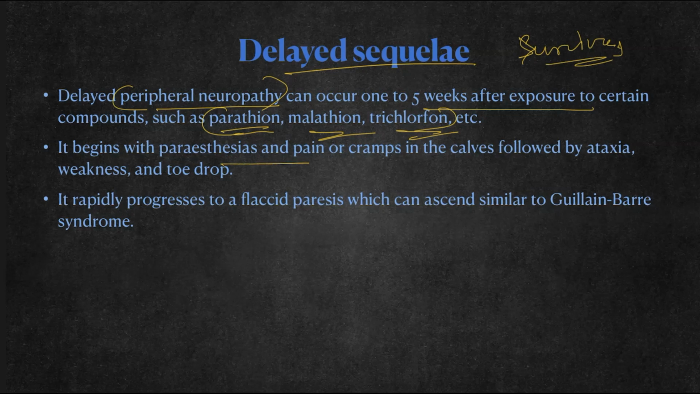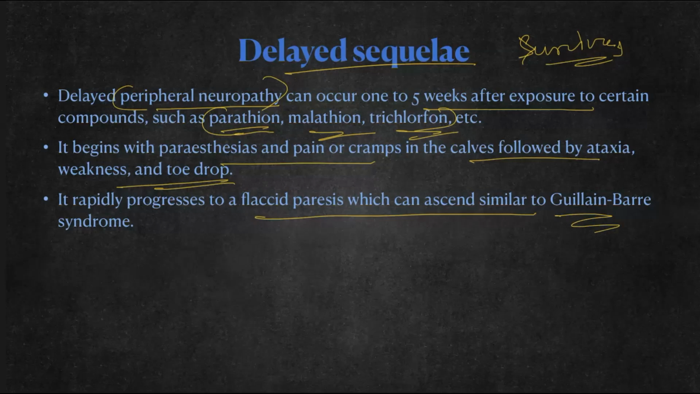It begins as paresthesia, pain, and cramps in the calves, followed by ataxia, weakness, and toe drop. It rapidly progresses to flaccid paralysis, which may ascend similar to Guillain-Barré syndrome. So it may look like Guillain-Barré syndrome, which will ascend from one part to another.